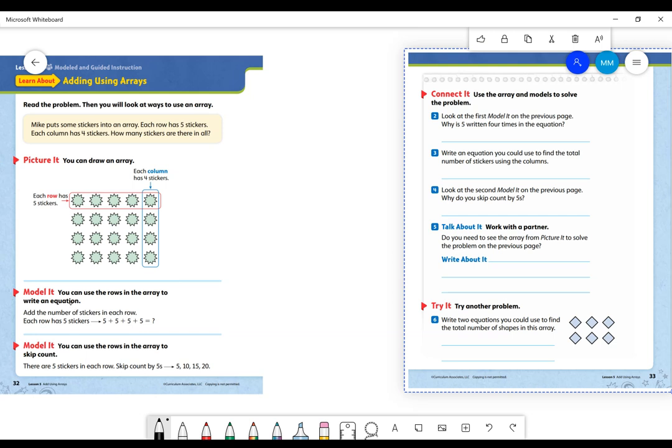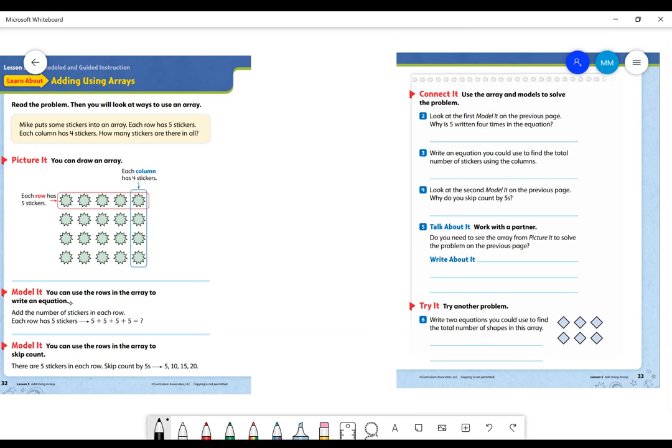Each row has 5. So remember, rows go side to side, and columns go up and down. So each row has 5 stickers. So I'm going to write 5 to the side. This row has 5. Remember, in the rows, it has to have the same number in each row and the same number in each column.